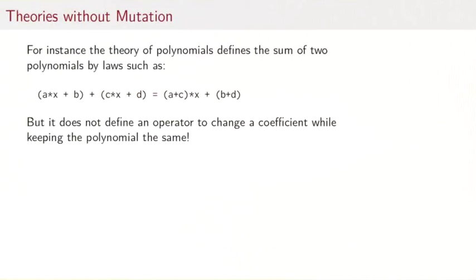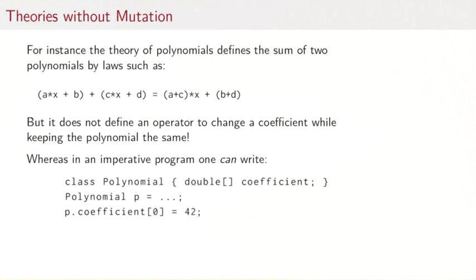For instance, the theory of polynomials describes the sum of two polynomials by laws such as this one here. To sum two polynomials of degree 1, we take the two coefficients of the same degree and sum those coefficients. And there would be laws for all the other useful operators for polynomials. But one thing the theory does not do is define an operator to change a coefficient while keeping the polynomial the same. Whereas in imperative programming, one can do precisely that.